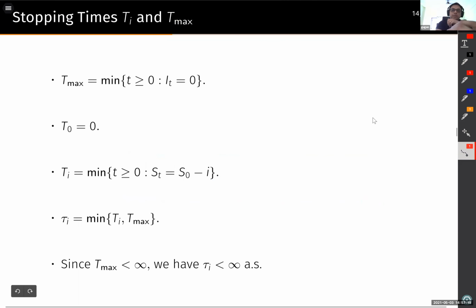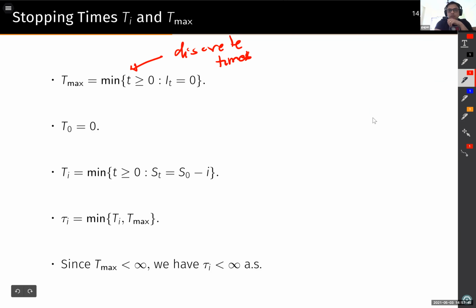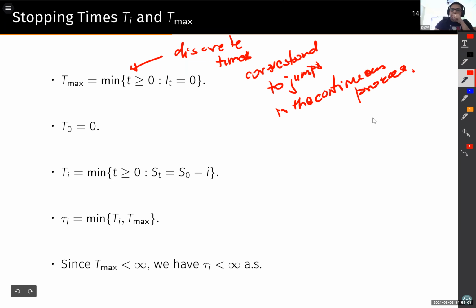Now let me briefly define these stopping times. There are two stopping times that we introduce. One is the sequence T_i, and additionally, we define this T_max stopping time. T_max is very easy to define: it's the first time at which I_t becomes zero. The t over here refers to discrete times, and they correspond to jumps in the continuous process. So T_max refers to the time at which the number of infections becomes zero. Indeed, at T_max, the disease has died out.